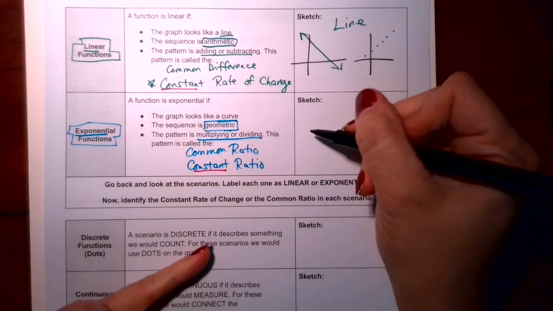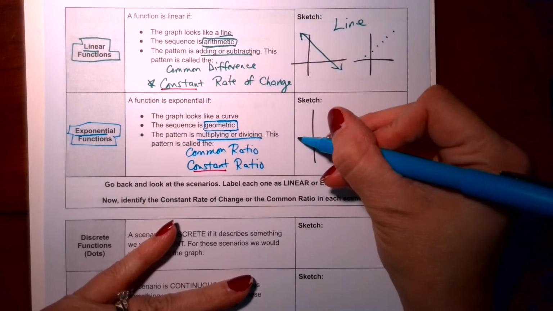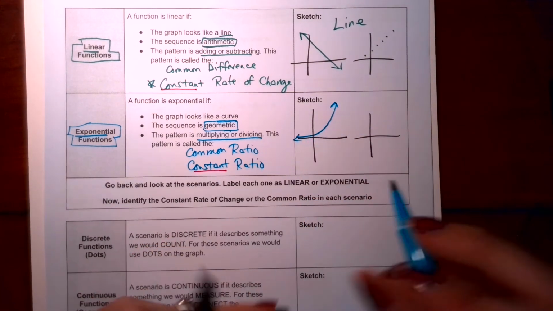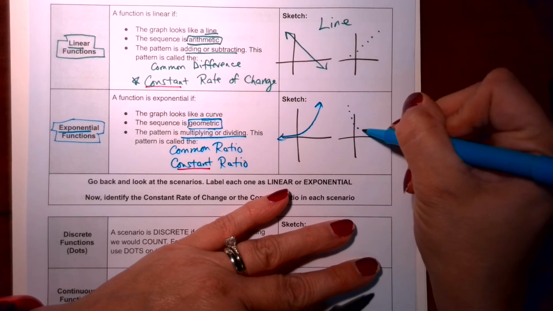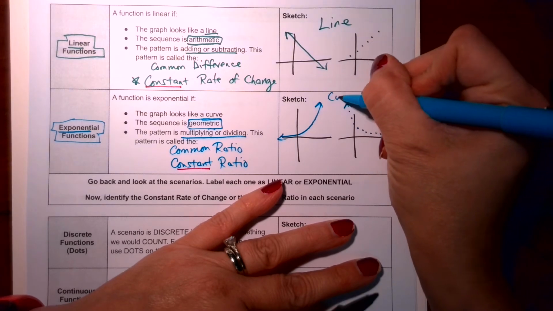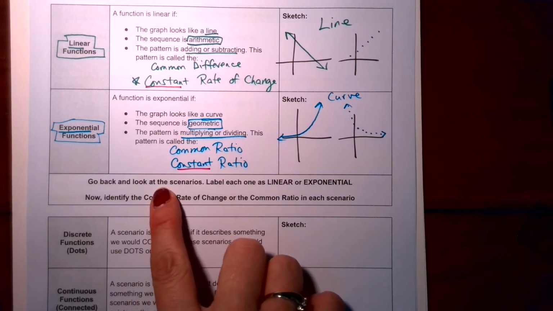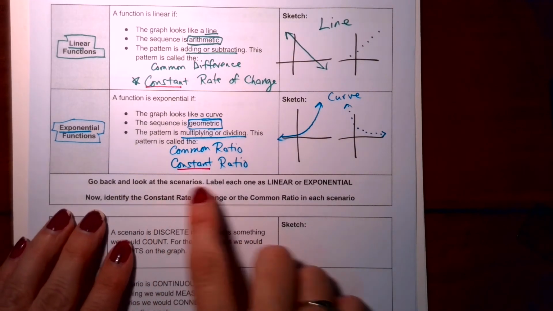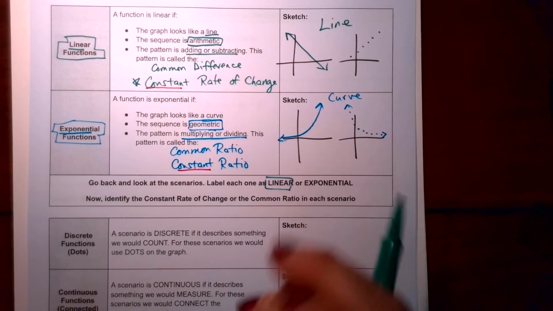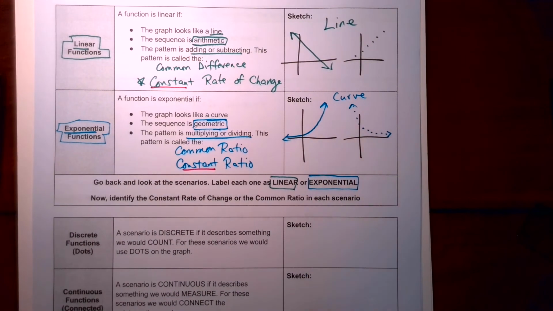Now, what would the graph look like if it's exponential? Maybe it's connected, curvy up. Remember, you gotta land the plane. Or maybe it's curvy down, or maybe it's dots. But the important thing is the graph is a curve. Let's go back and look at our 4 examples, and let's call each either linear, because it was a line, or exponential.